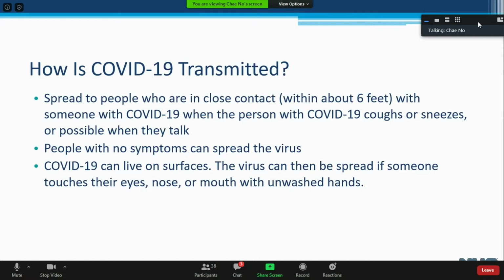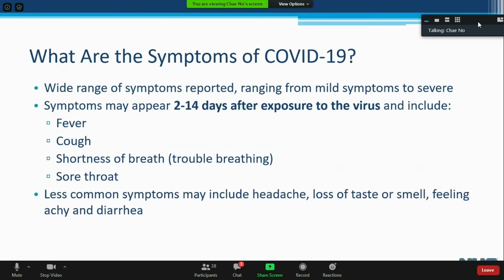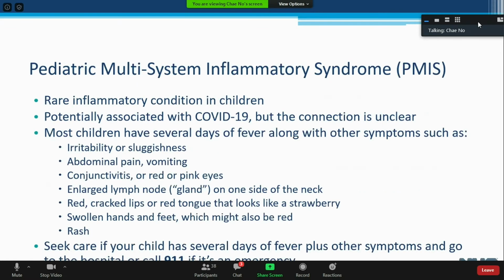That's not good. So the symptoms: in the beginning we said the symptoms were shortness of breath, fever, and so forth, but a wide range of symptoms has been reported since then, ranging from mild to severe. The most common symptoms are still fever, cough, shortness of breath, and sore throat. Less common symptoms may include headache, loss of taste, feeling achy, and having diarrhea.